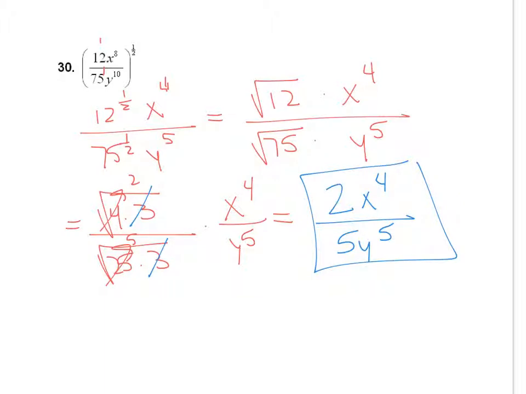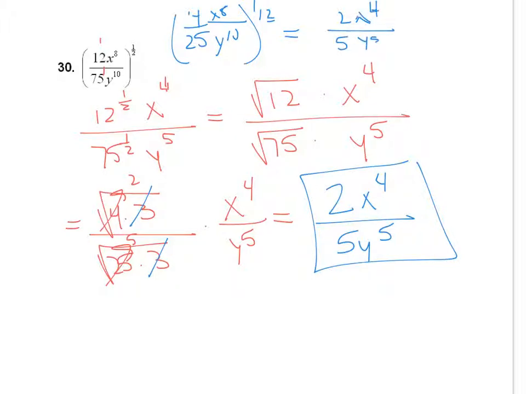Now, you could have, from the beginning up here, reduced that to be 4 over 25, x to the 8th, y to the 10th, to the 1/2 power first. And if you'd have done that, you'd have had the square root of 4, which is 2, x to the 4th over 5, y to the 5th. Same concept.